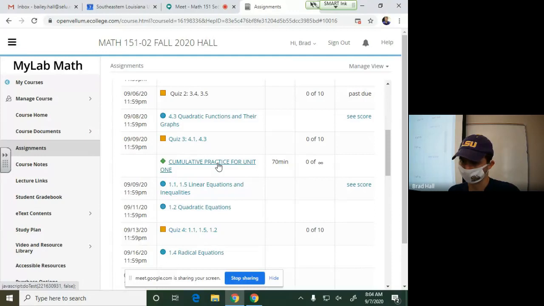That'll be a good resource, as well as, unfortunately, I do have to assign more workbook pages, and this is when you need to have the workbook by now. If you haven't gotten the workbook, it's in the university bookstore, and you need to get that ASAP.